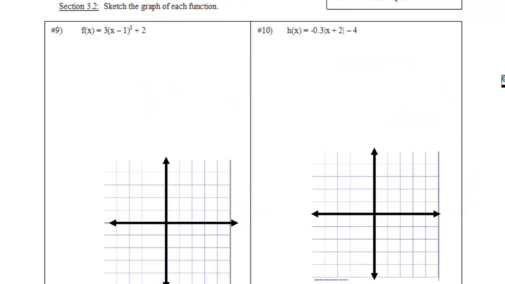Number 9 here, we're supposed to sketch the graph of the function. Since this resembles a parent graph, this should be pretty simple. This 3 is going to stretch the graph vertically, which means it's going to be much skinnier than the original. The -1 translates the graph to the right 1, and the +2 translates it up 2. So I'm going to go right 1, up 2.